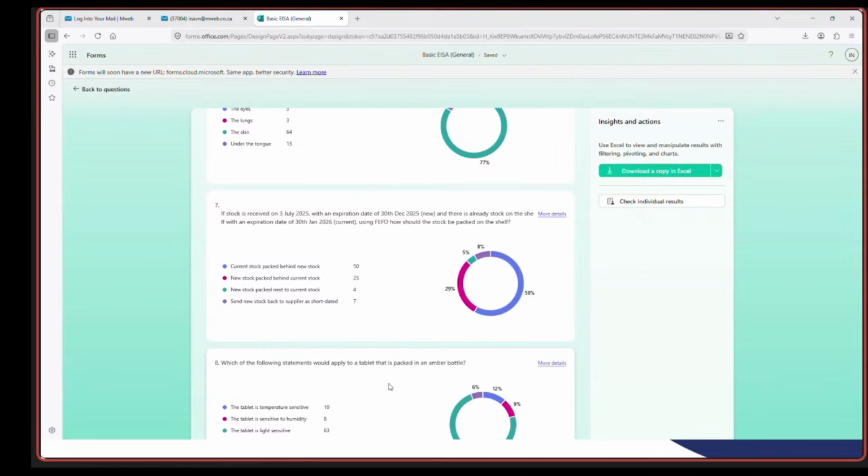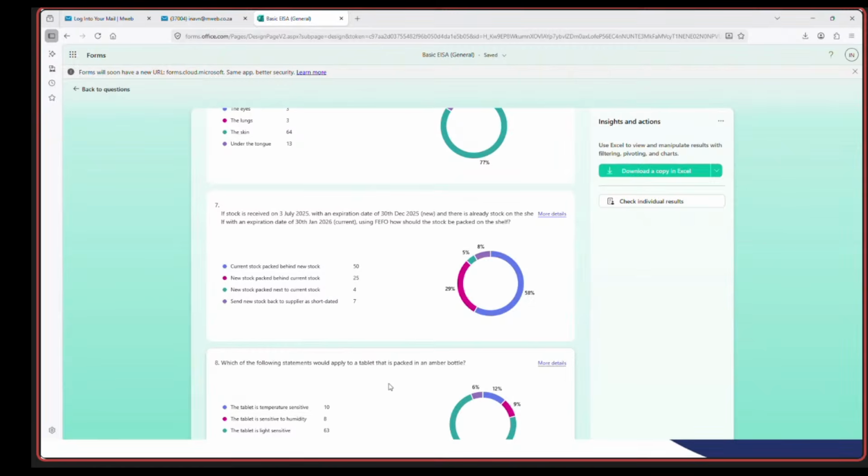So the correct answer there is current stock are packed behind new stock, and 58% of you had that one correctly. This is something that you may not find in your references, but you must know what is FIFO, and that you pack your first expired in front so that you can get that out of your pharmacy first. And that is mostly a work experience type of question that you have to think about.